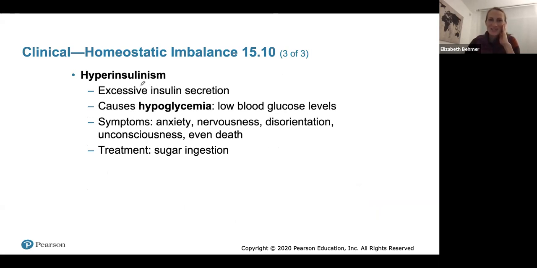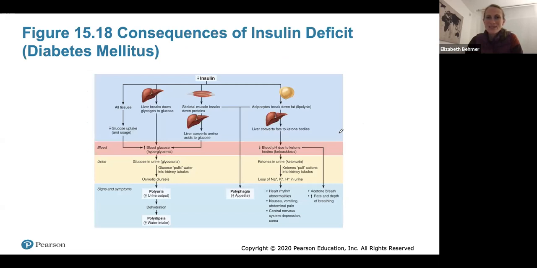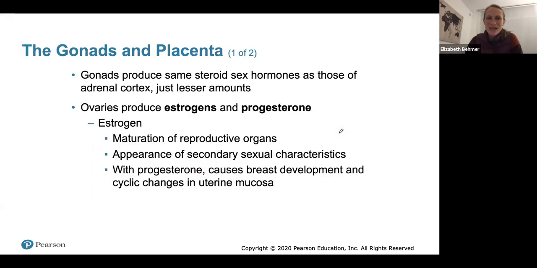Hyperinsulinism is an excessive insulin secretion. If you have too much insulin secretion, this could cause hypoglycemia, which is low blood glucose levels. So if someone is a diabetic and they're not eating enough, and then they give themselves an insulin shot, the symptoms could be anxiety, nervousness, disorientation, unconsciousness, or even death. And the treatment is sugar ingestion. So these are the consequences of insulin deficient diabetes mellitus.